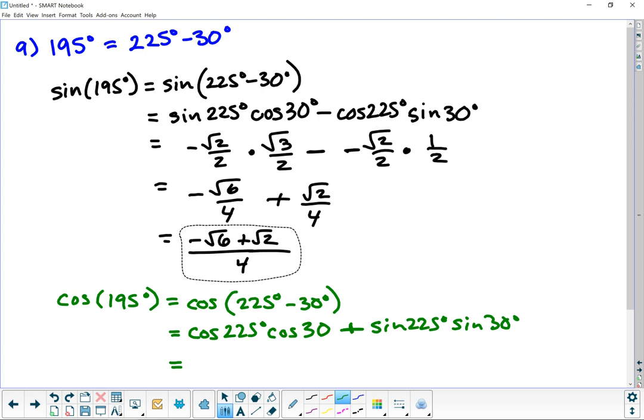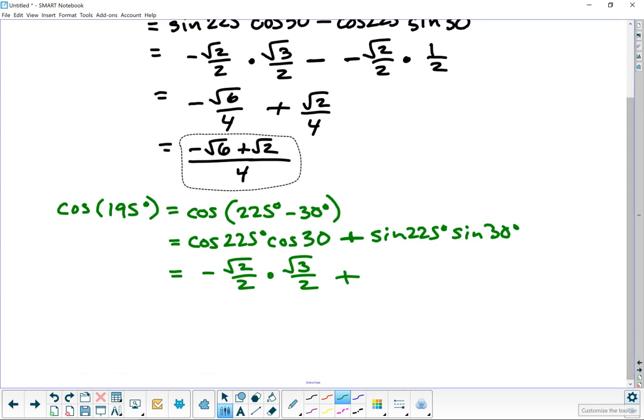Okay, look at unit circle. Okay, sine of 225 degrees is negative. And pause it if you don't want to see the answer just yet. Cosine of 225 degrees is negative radical 2 over 2 times cosine of 30 degrees is going to be radical 3 over 2 plus sine of 225 is negative radical 2 over 2 times sine of 30 degrees is going to be 1/2.